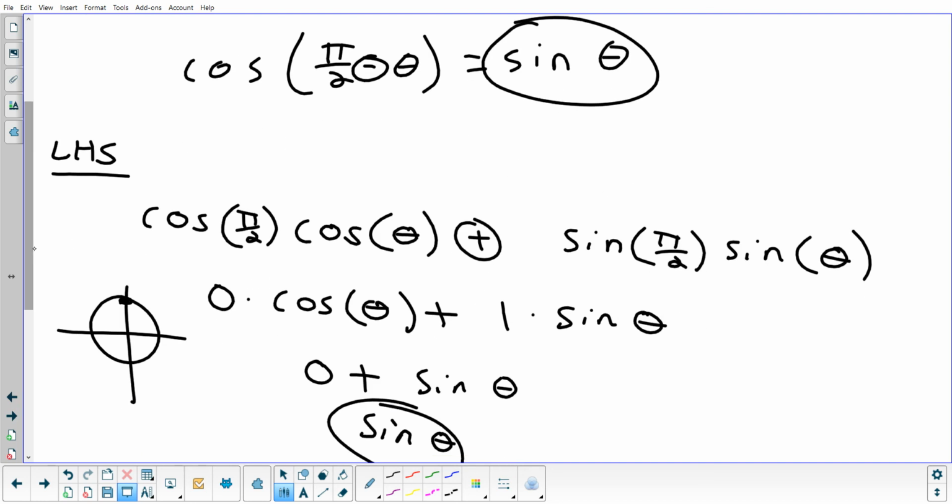Any questions on that? Yes? Where does the cosine theta cancel out? Where does it cancel out? When you multiply it by 0. Oh. Yep, and it just becomes 0.